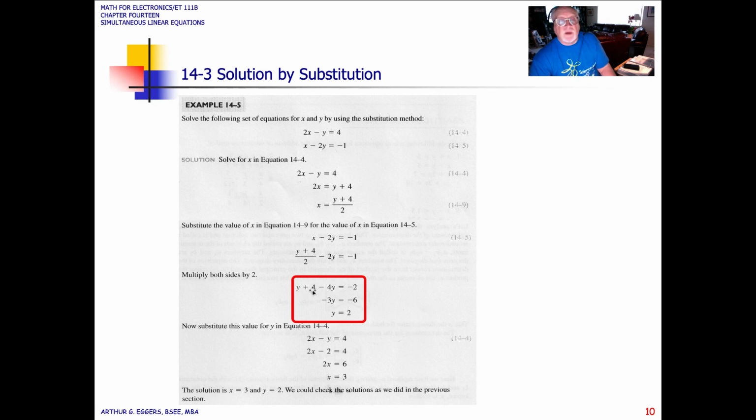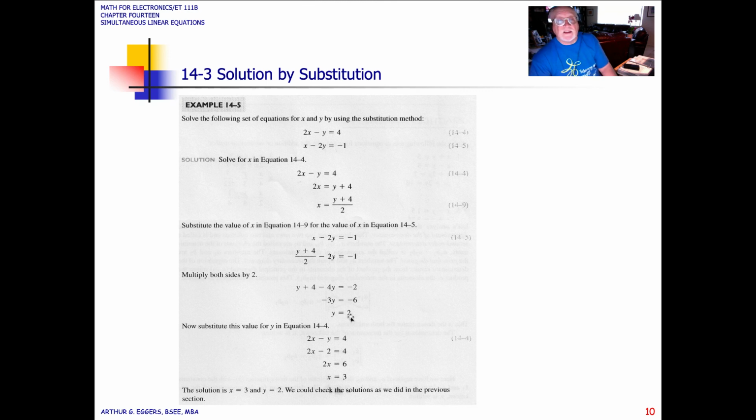So I'm going to gather my y terms. Minus 4y plus y gives me a minus 3y. And I'm going to move the 4 to the other side of the equation. It becomes negative, so minus 2 minus 4 gives me minus 6. And the solution is y equals 2.